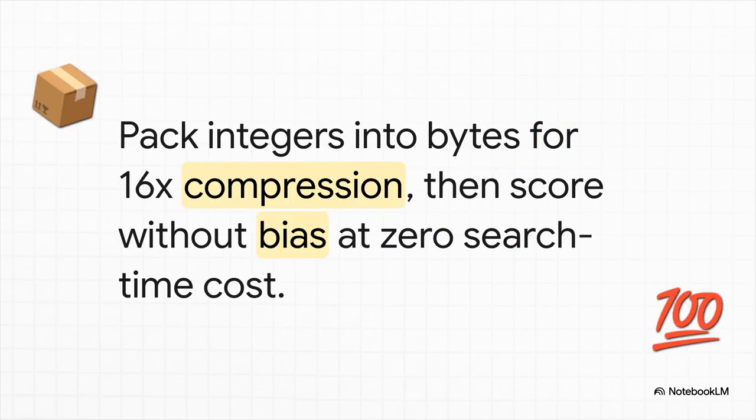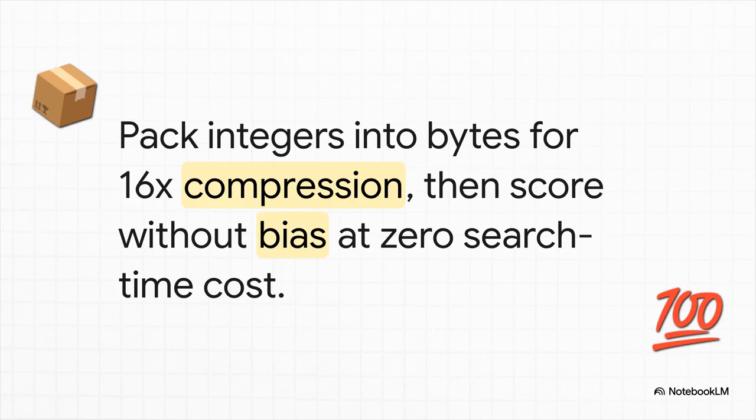Finally, steps 5 and 6, bit pack and score. This is where we see that massive space savings. It takes these perfectly bucketed little integers and packs them incredibly tightly into bytes, giving us that stunning 16x compression. A massive 1,536-dimensional vector literally drops from over 6,000 bytes down to just 384 bytes.